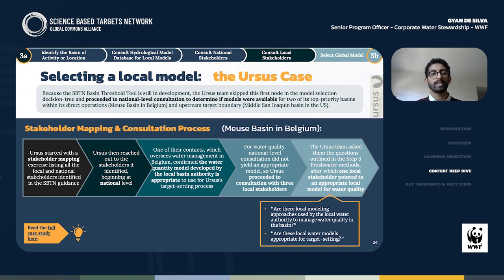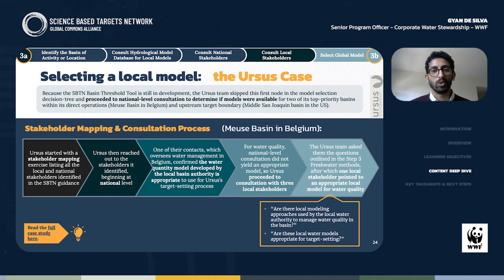For water quality, their contact was not sure if the identified model, which was developed by a university, met all the criteria required. Since national level consultation did not yield an appropriate model for water quality, Ursus proceeded to local consultation. The Ursus team identified and reached out to 3 local stakeholders, a basin authority, a water utility, and a university with the questions outlined in the Step 3 freshwater methods as follows.